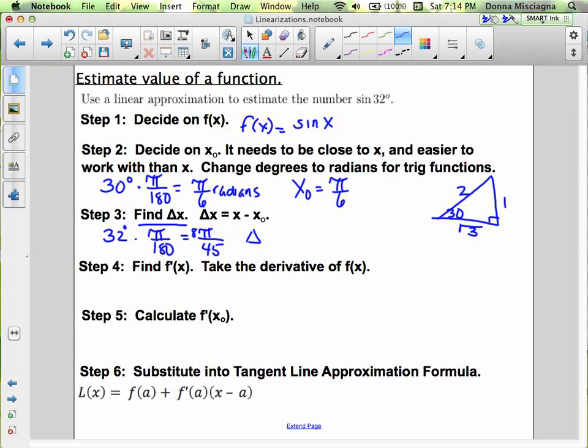The change in x is not that pretty. Pi 6 minus 8 pi 45ths. And I'm thinking, why didn't I keep it in degrees? Because we usually work with radians. We don't usually ever work with degrees. So let's see, we have to change that to a common denominator. And I have to go grab a calculator.